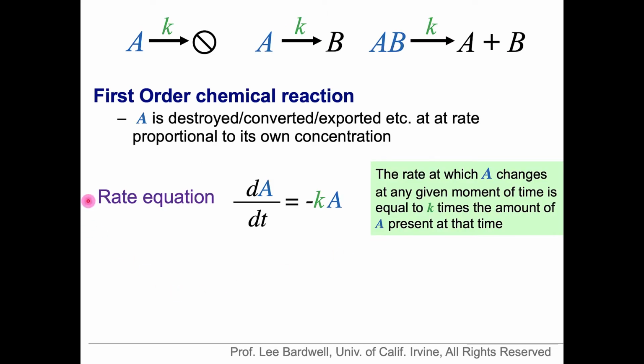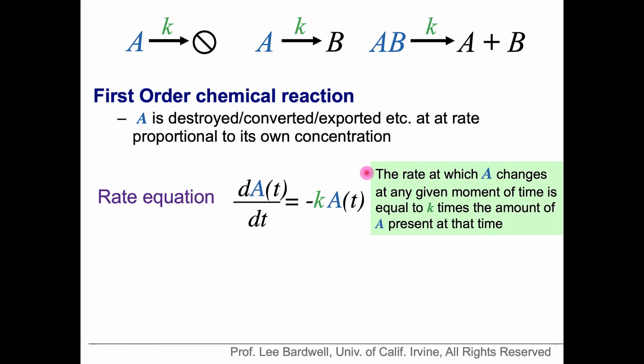For the first order chemical reaction, we can write down a rate equation, dA/dt equals negative kA. What this is telling us is that the rate at which A changes at any given moment of time, dA/dt, is equal to k times the amount of A that's present at that time.